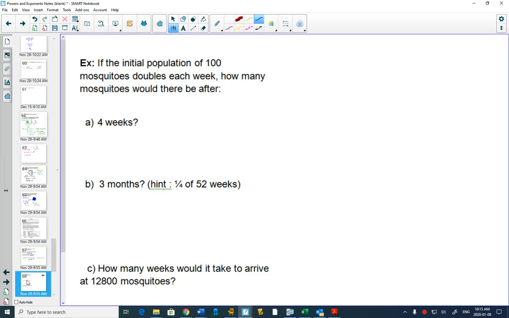So here we got another example of population. We start off with 100 mosquitoes, and these mosquitoes double every week.